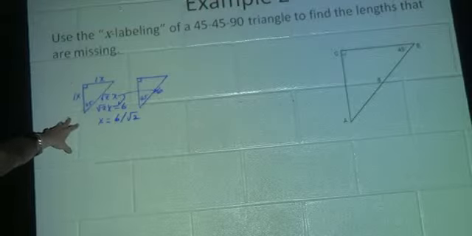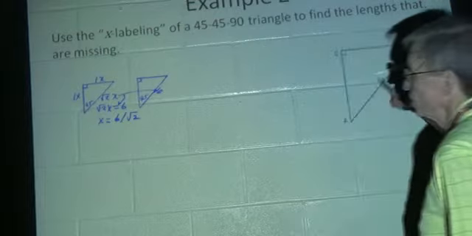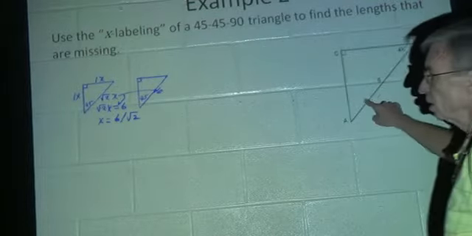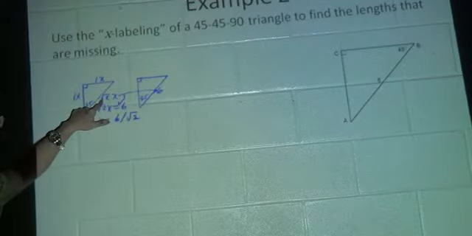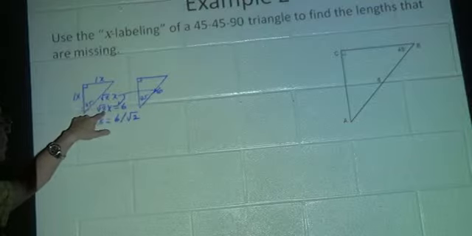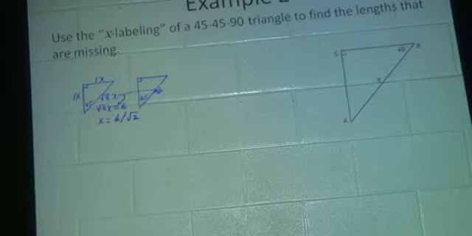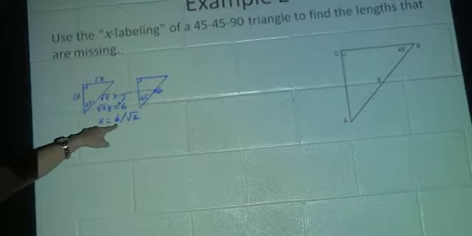Alright, they want you to use that same technique to solve this triangle. This time they gave us the hypotenuse, and the hypotenuse is 6. They redrew this over here to summarize their information, because 6 corresponds to the hypotenuse, which is x square root of 2. This means x times the square root of 2 is equal to 6. So x is going to equal 6 divided by the square root of 2.